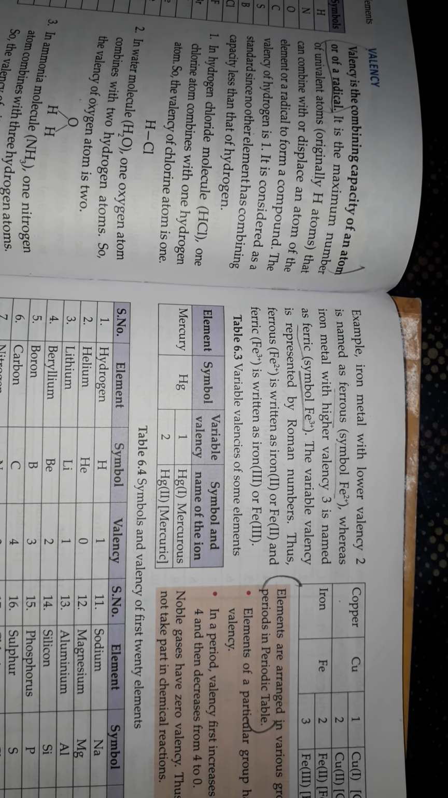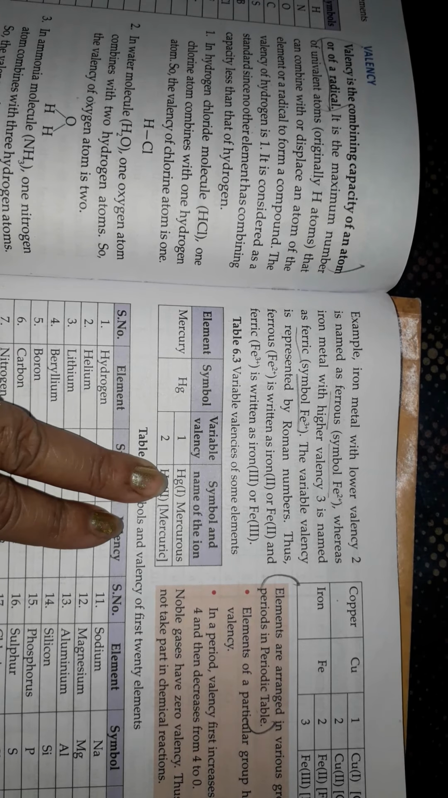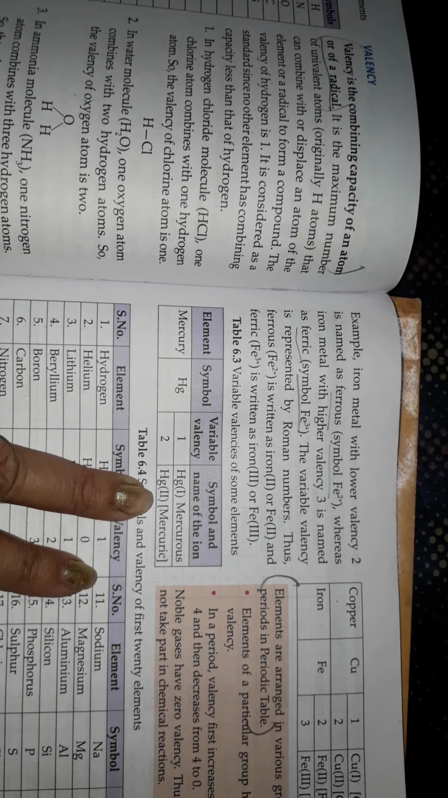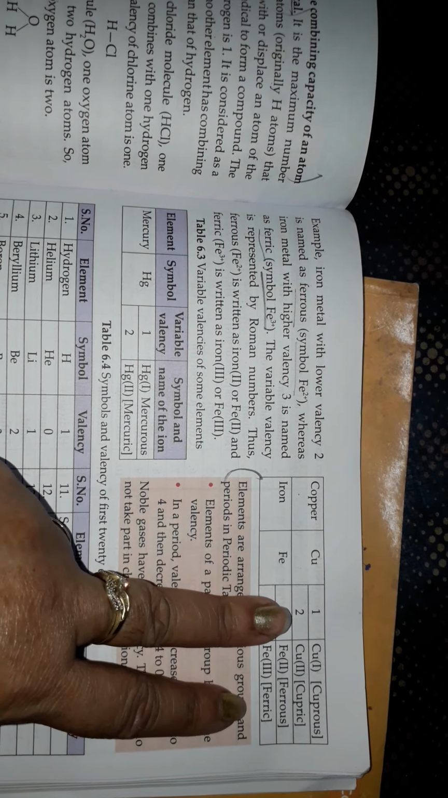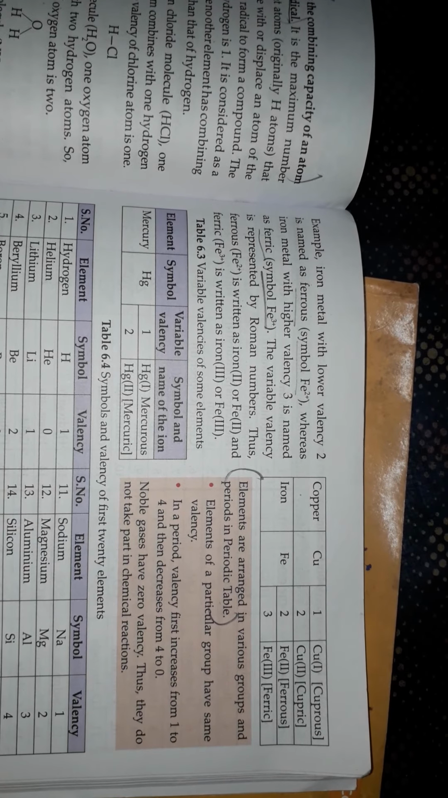Okay, so in that way, same in the case of mercury. Mercury(I) is mercurous and mercury(II) is mercuric. Same in the case of copper: when the valency is 1 it is cuprous, copper(I), and when the valency is 2 it is cupric. Iron I have told you, that is ferrous and ferric.